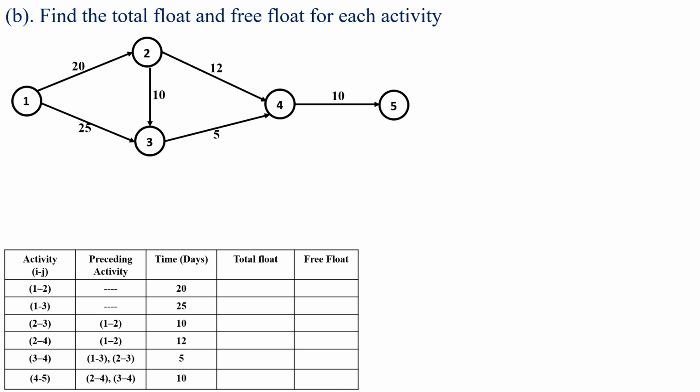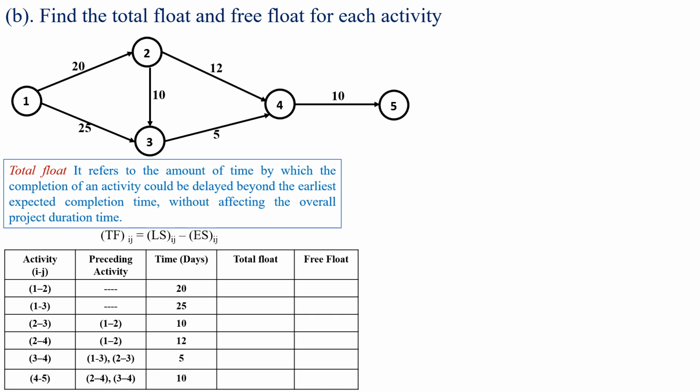Next we have to find the total float and free float for each activity. Total float refers to the amount of time by which the completion of an activity could be delayed beyond the earliest expected completion time without affecting the overall project duration time. So total float TF equals the latest start time minus earliest start time.